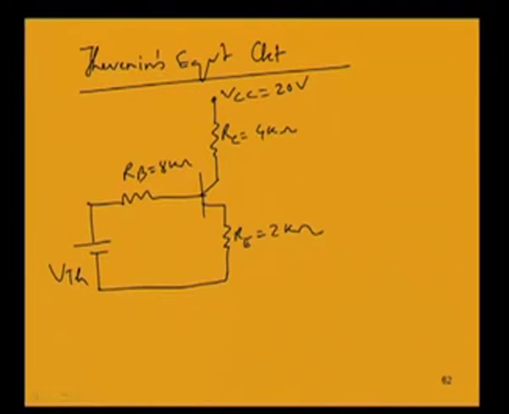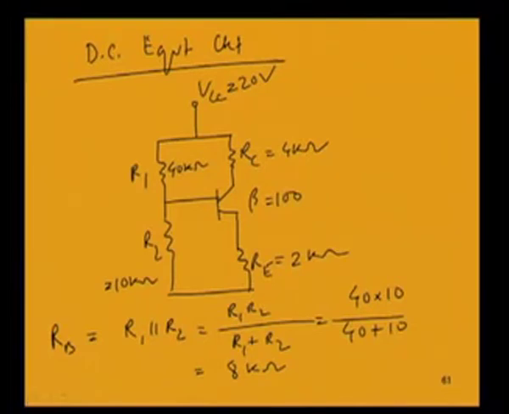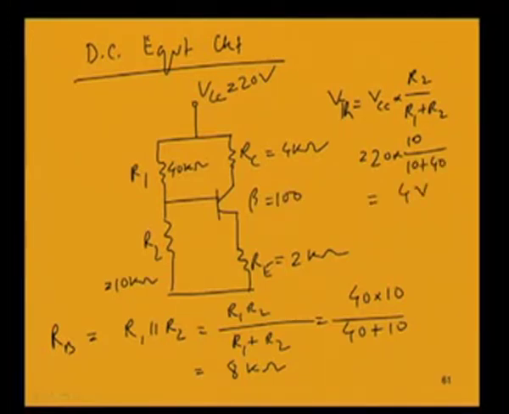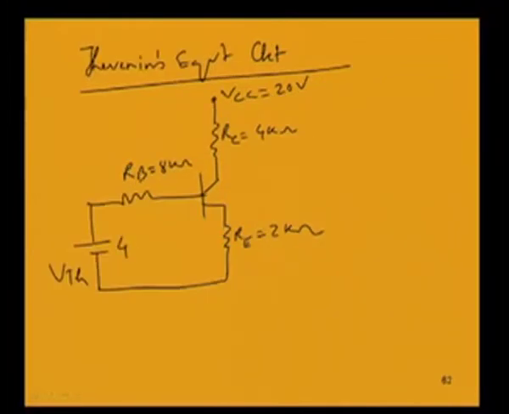That can be found out from V Thevenin equal to VCC into R2 by R1 plus R2. So 20 into 10 by 10 plus 40. So this is equal to 4 volt. We can now replace here 4 volt. So now we can find out what is the Re.